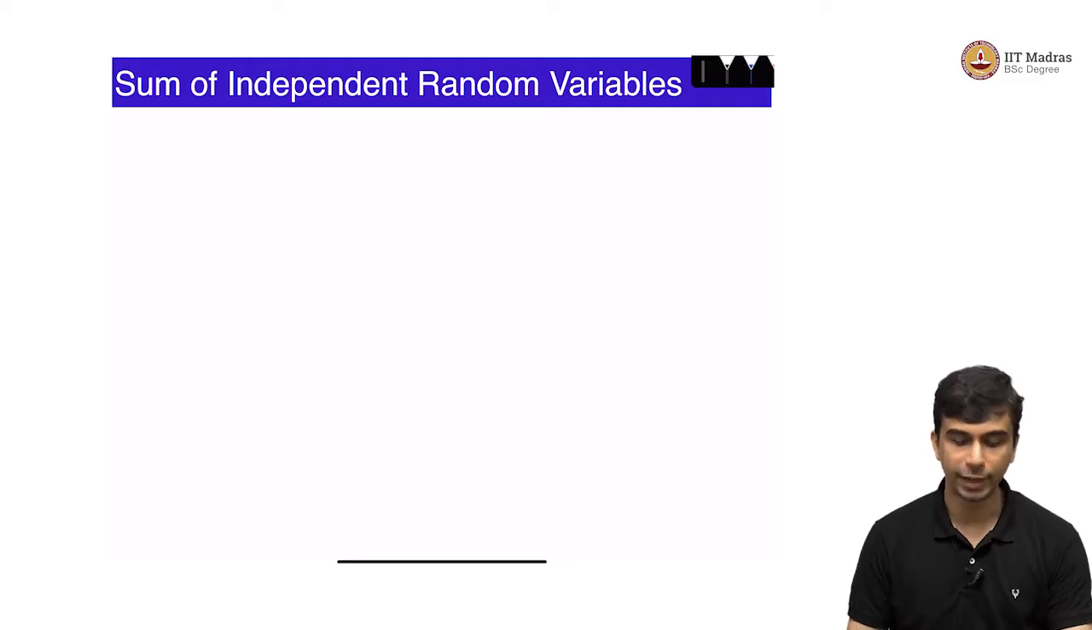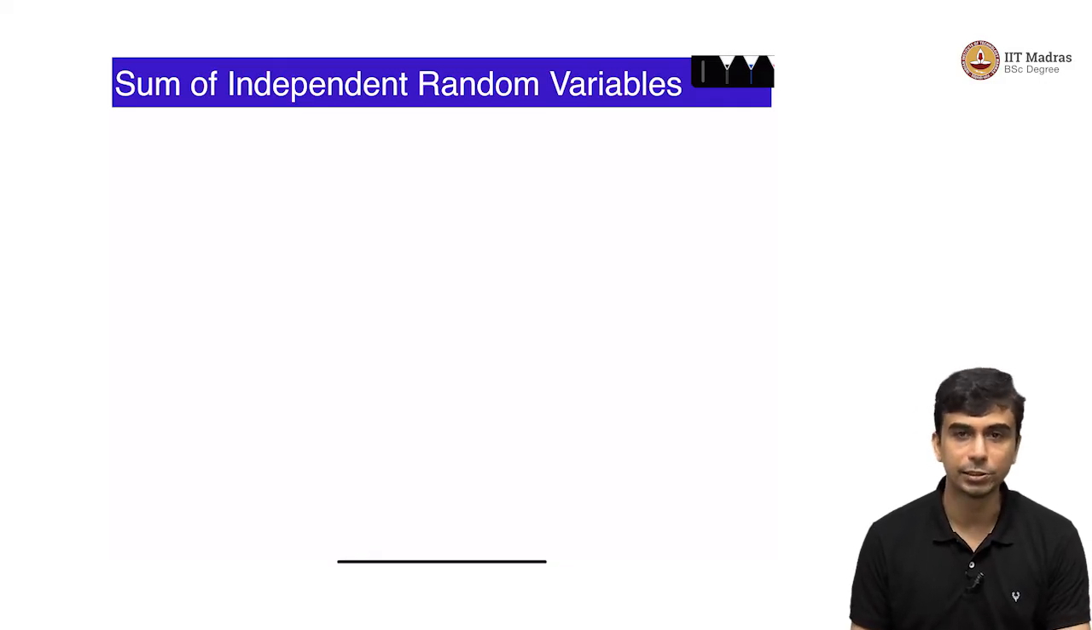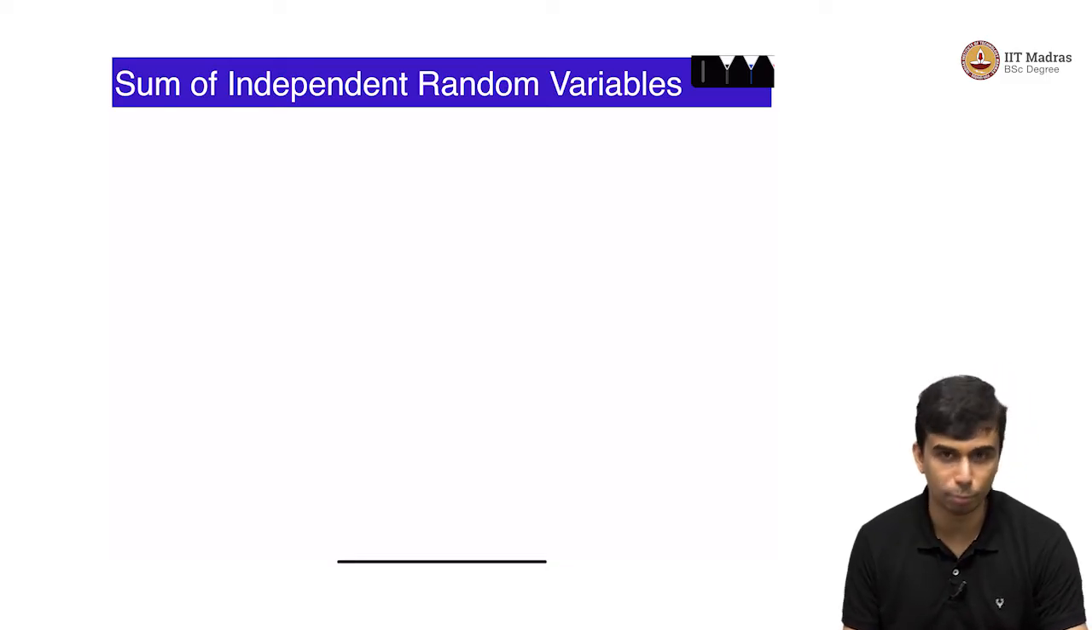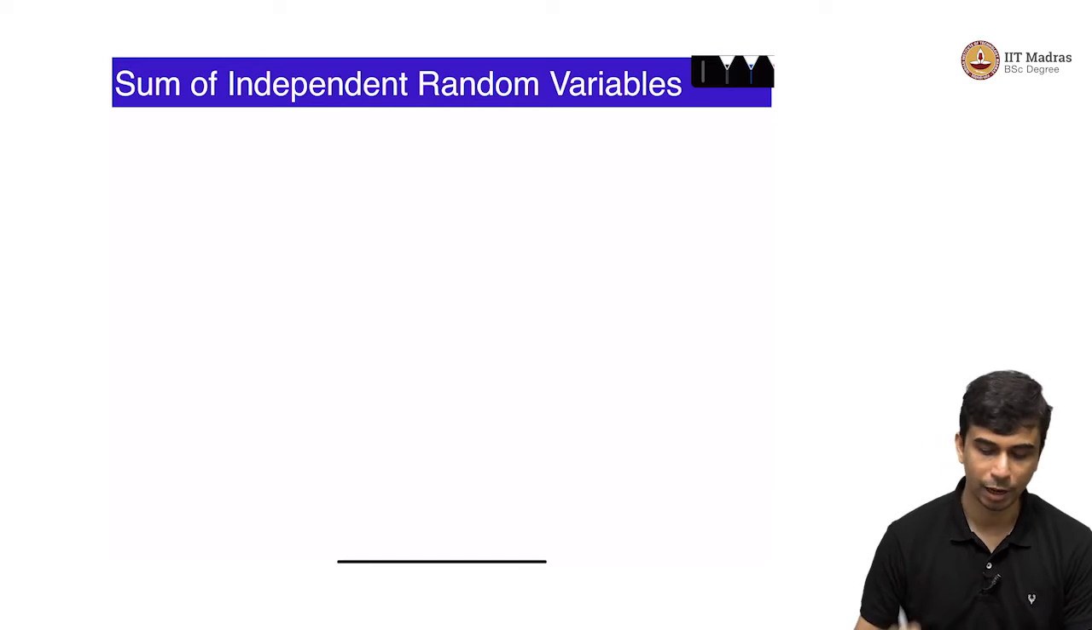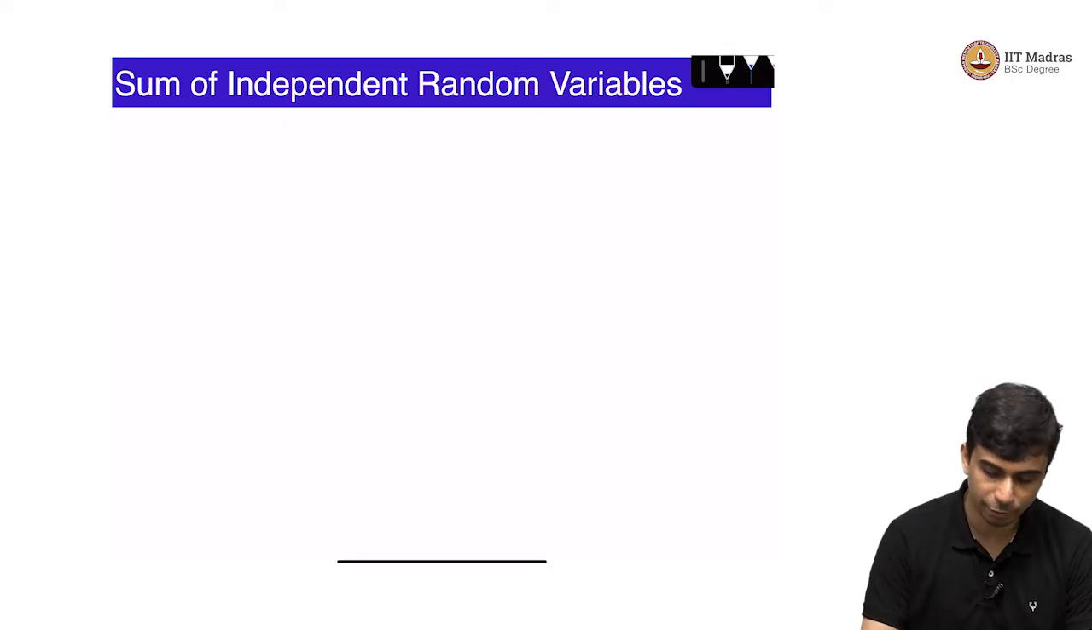Now that we have defined independence of random variables, we can see some interesting operations that can be performed on these random variables. These are pretty elementary operations, and in practice several simple random variables are combined to create more complex random variables. One of the most basic ways to combine random variables is addition. So that is the sum of independent random variables.